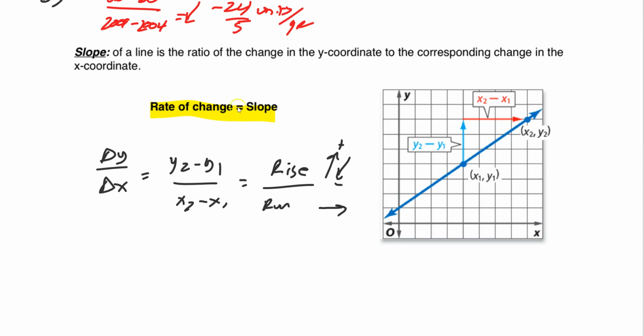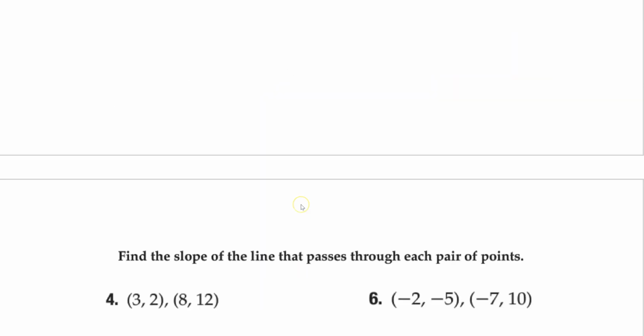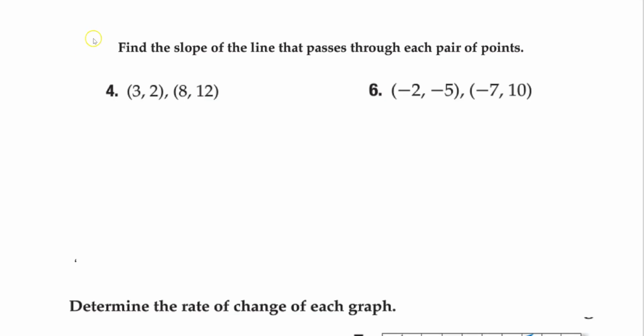Alright, so big idea here, rate of change is the exact same thing. You find the exact same way. If I say find the rate of change, you do this. If I say find the slope, you do that. Or you can do rise over run. So first problem, let's find the slope of these things, or the rate of change of these things.